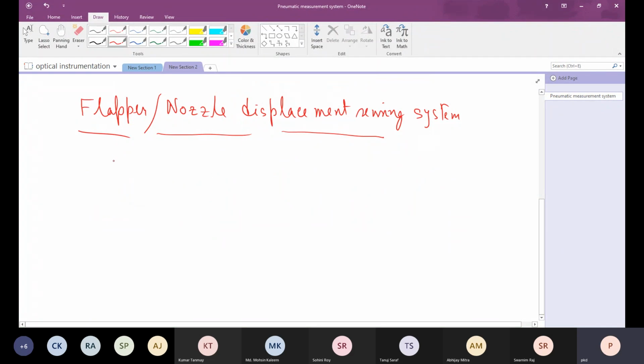So this is called the flapper nozzle displacement sensing system. In our instrumentation lab, we had a pneumatic system, but unfortunately now there is some problem of leakage. It is giving some trouble.